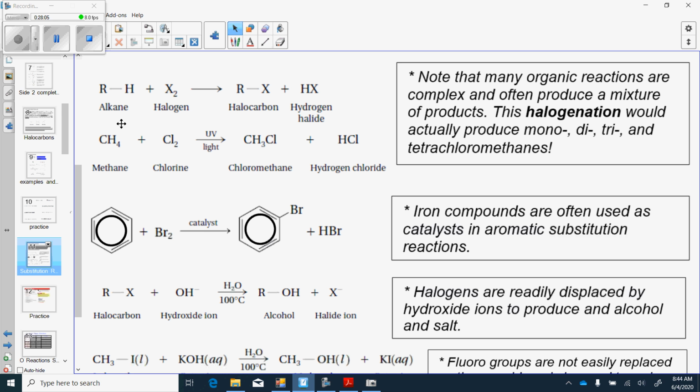A substitution won't work if you have multiple bonds. So you need to have single covalent bonds. You need to have a saturated hydrocarbon. So alkenes and alkynes are off the table.